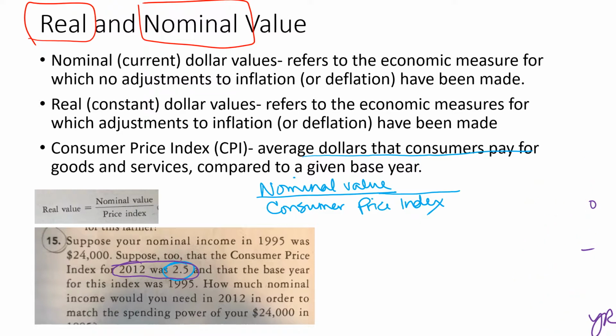So let's get to this actual question. This question says, suppose your nominal income in 1995 was $24,000. Suppose too that the consumer price index for 2012 was 2.5 and that the base year for this index is 1995. So we're comparing everything to 1995 here. How much nominal income would you need in 2012 in order to match the spending power of your $24,000 in 1995? Let's fill in the information that we can into this equation.